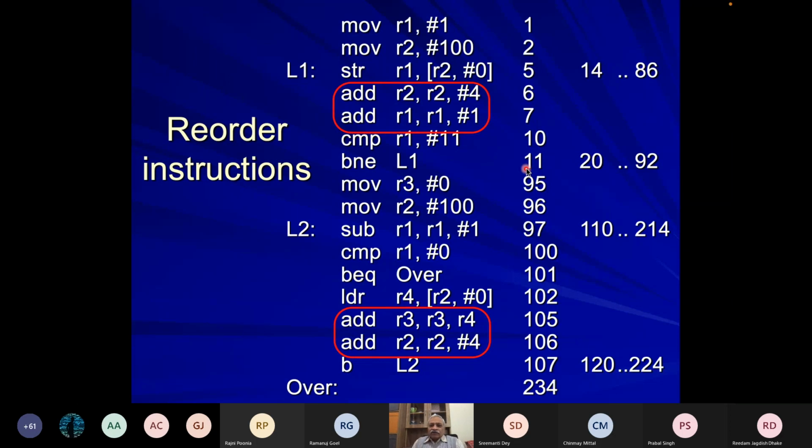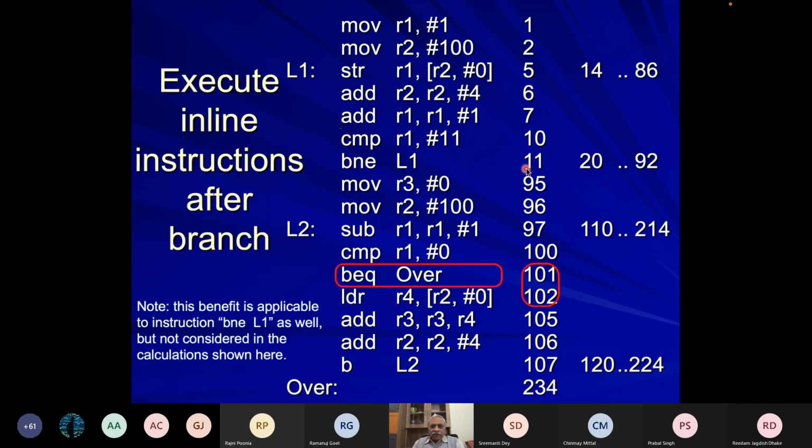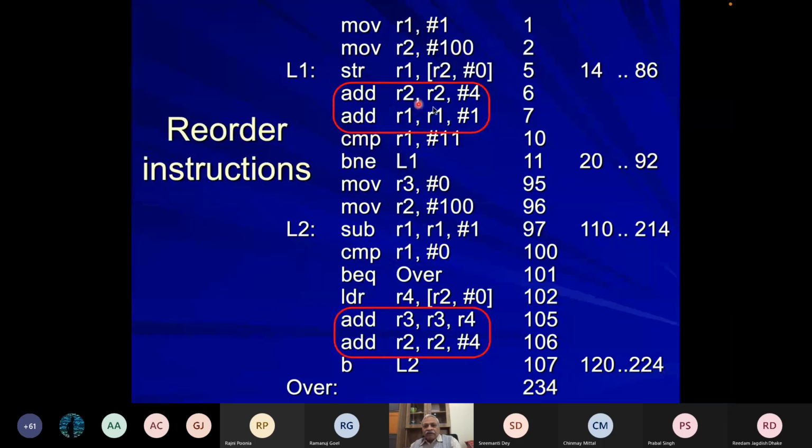So look at these two instructions, for example. We had this instruction and this instruction. They can be done in any order. But why would we reorder that? Because we want to move apart these instructions which are dependent. Add R1, R11 and compare R1, 11. There is a data dependence between these. So if you interchange these two, then in the delay between dependent instructions, we would have done something useful.